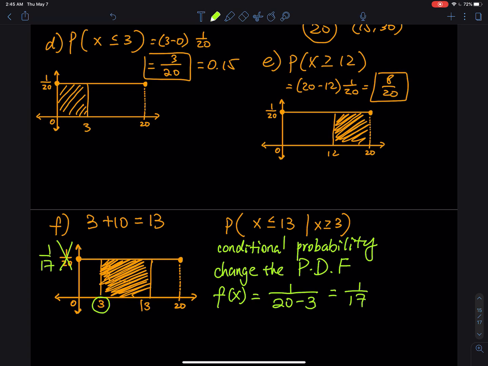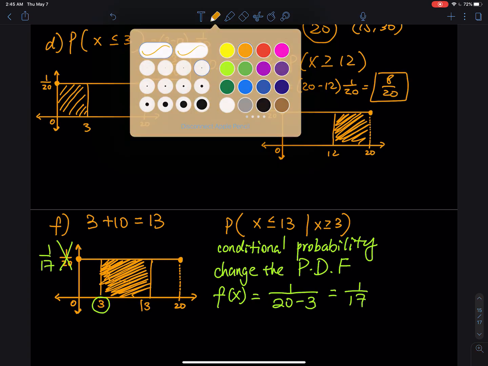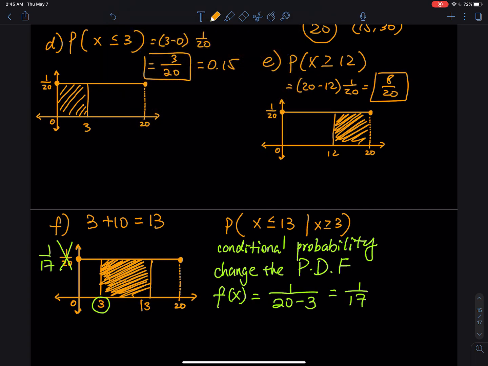All right, so let's go back to the problem. To find the area of the box, we have 13 minus 3, that is the base, but the height is no longer 1 over 20, it's 1 over 17. So my probability is 10 divided by 17.